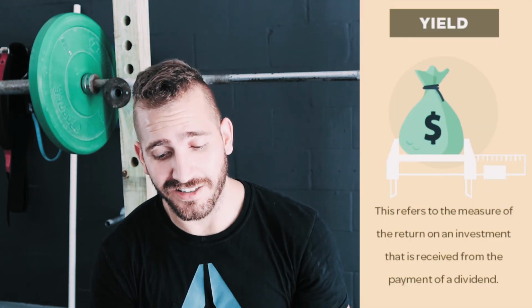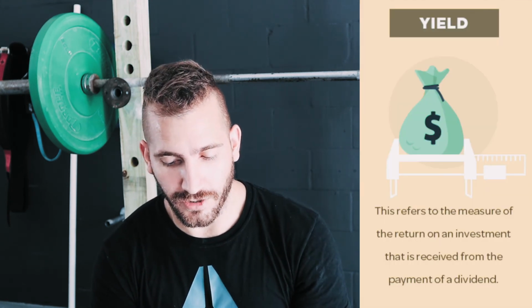Sector. A group of stocks that are in the same business. An example would be the technology sector, including companies like Apple and Microsoft. Stock symbol. A 1 to 3 character alphabetic root symbol that represents a publicly traded company on a stock exchange. And the last one. You made it this far. Thank you so much for watching. The last one is yield. Yield refers to the measure of the return on an investment that is received from the payment of a dividend.